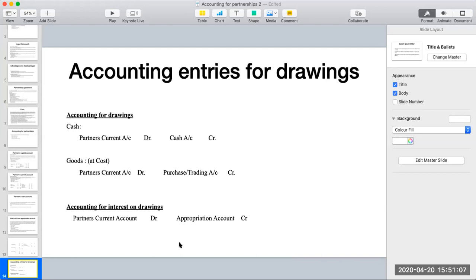Now this is drawings, the gross amount of drawings. Next one is interest on drawings. Interest on drawings, again, current account is debited. Why? The interest for the business is reduced from this amount. Therefore, the current account is debited and credited to P&L appropriation account.